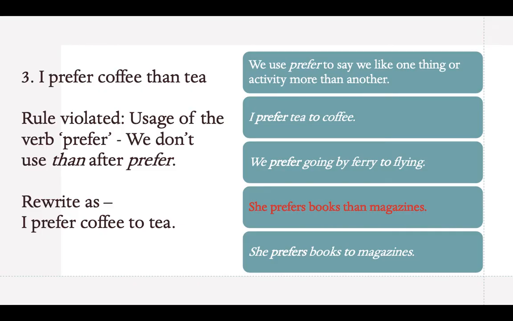And the last in this section, I'll stop with this sentence. The third sentence I gave you was, I prefer coffee than tea. Here, it's a very commonly made error. We often use than after prefer, which is wrong. The correct usage is to. I prefer coffee to tea. What is the rule violated? It is the usage of the verb prefer. And you have to say, we don't use than after prefer. So you rewrite it as, I prefer coffee to tea.